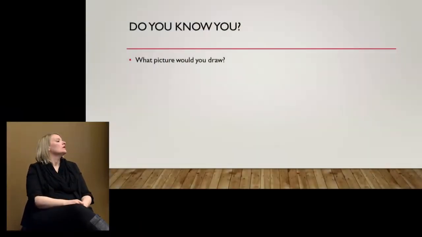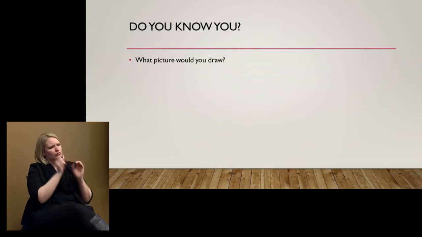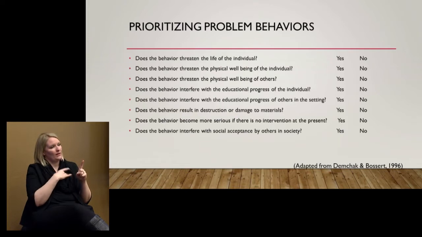Okay. So we talk about this picture of your child and how do you know, and what would that picture look like? And I just talked about how we have to prioritize, and I kind of looked at that as to how it was impacting. But we like to use this prioritizing problem behaviors checklist. It's actually from the 90s. It's been adapted. But this is also a way that you can determine some ways to prioritize.